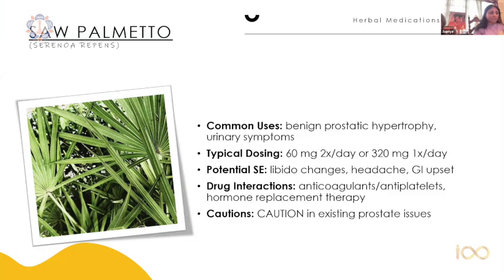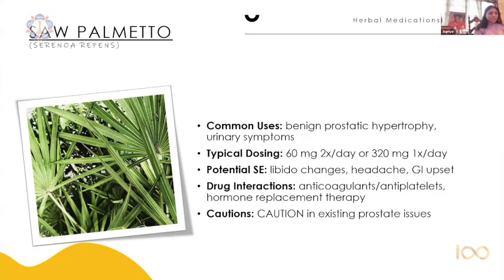We are now going to talk about saw palmetto, and this is a shrub-like palm native to the Southeast United States. The products that we use are derived from the leaves. It inhibits an enzyme which converts testosterone to dihydrotestosterone. So it reduces prostate enlargement and can help urinary flow. So you'll see a lot of men use this for benign prostatic hypertrophy. And then I guess anyone can actually use this for urinary symptom improvement.